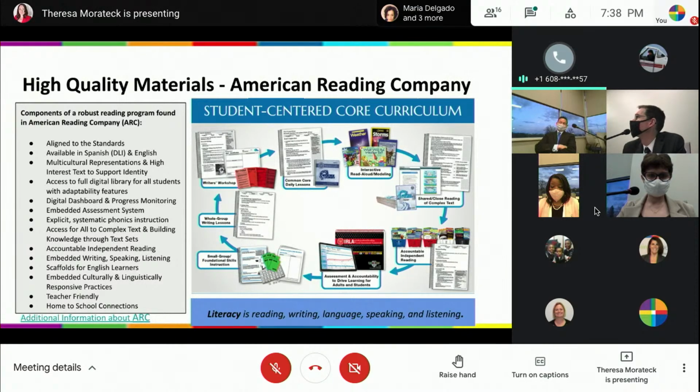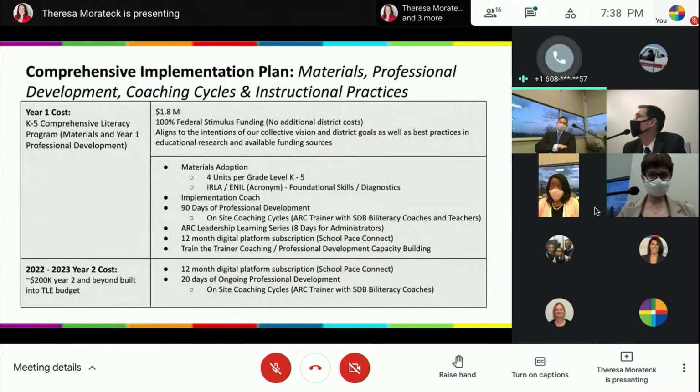And the digital resources were very robust. The cultural relevance of the materials and the representation of students across the resource throughout the grades was robust as well. And so that was a very important aspect also.